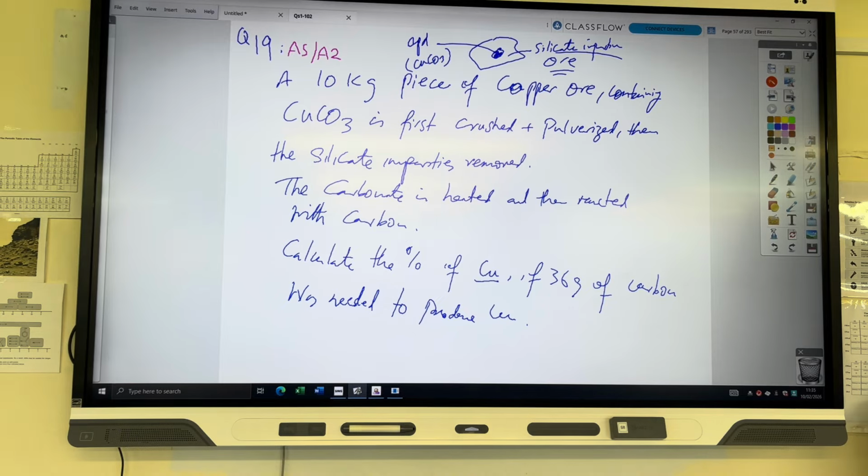A 10 kilogram piece of copper ore containing copper carbonate is first crushed and pulverized, then the silicate impurity is removed. The carbonate is heated and reacted with carbon. Calculate the percentage of copper if 36 grams of carbon was needed to produce copper. This is AS A2.